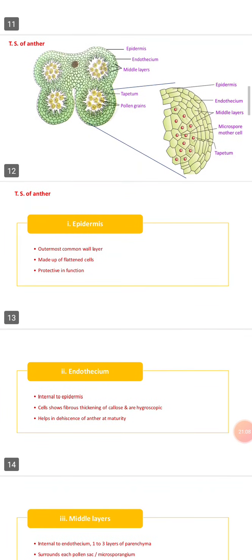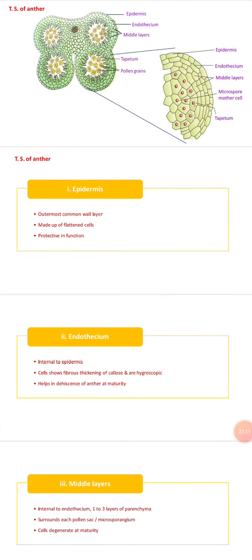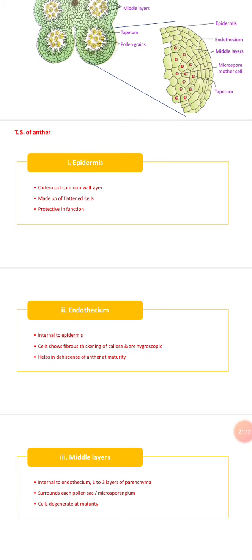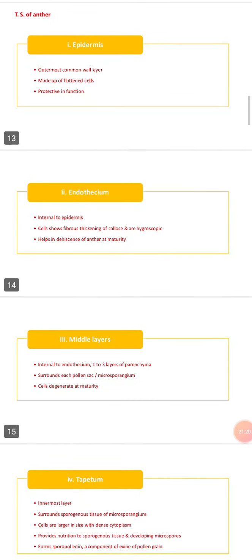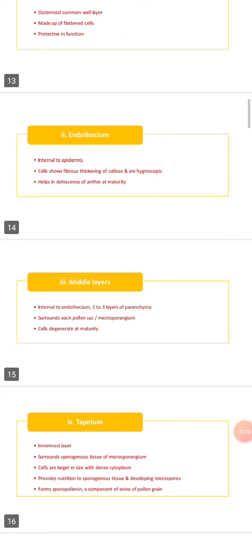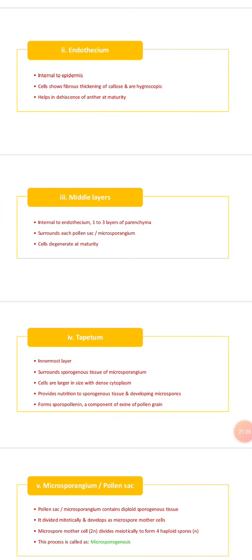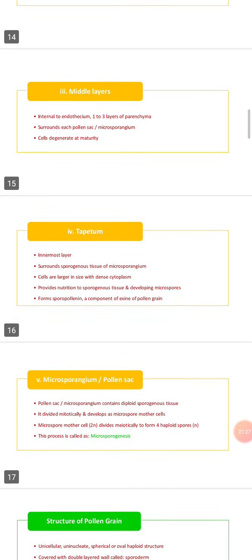Then one by one we are going to see the TS of the anther. The epidermis is the outermost wall layer. It has flattened cells and is protective in nature. Below it is the endothecium. Then the next is the middle layer, where 2-3 wall layers are present. The next layer is the tapetum. The tapetum is the innermost layer, surrounded by the sporogenous tissue. It provides the nourishment for developing the microspore, for developing the pollen grain.